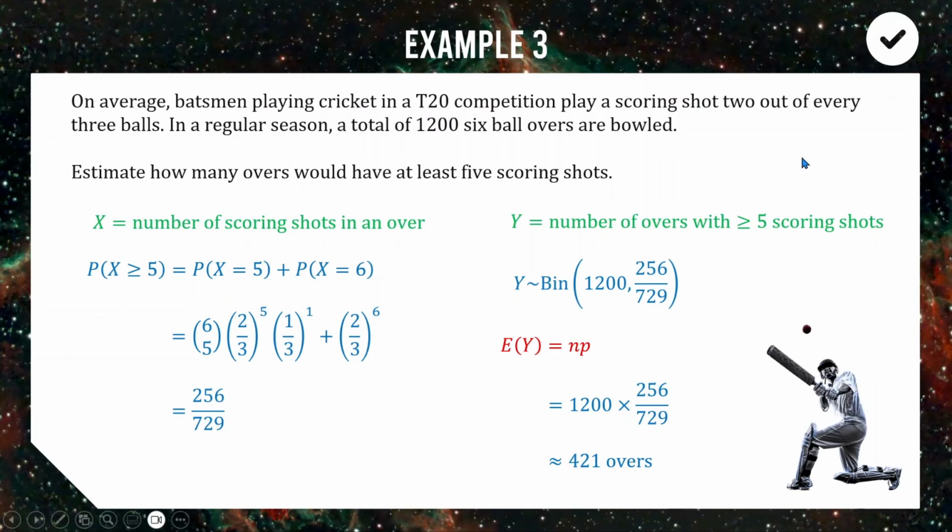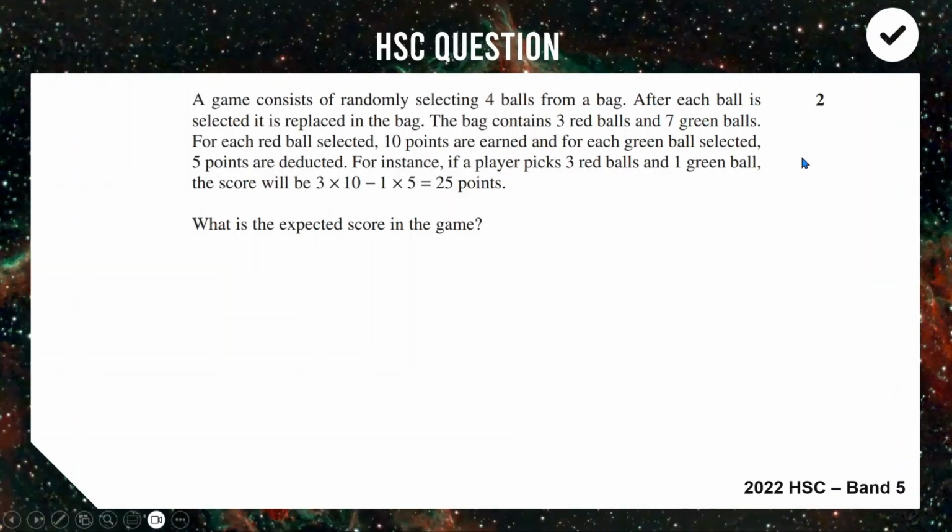Okay, what's up next? We've got example 4, surely HSC time. HSC time. All right, this one is a really hectic band 5 from 2022. It's actually harder than the band 6 that we did before, in my opinion. There's a lot going on here. We have a game selecting 4 balls from a bag. Each ball is replaced back in the bag.